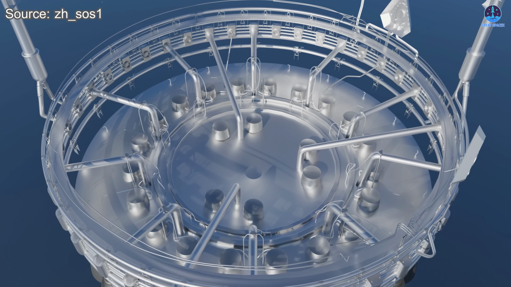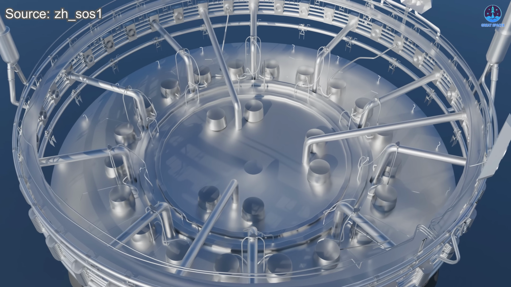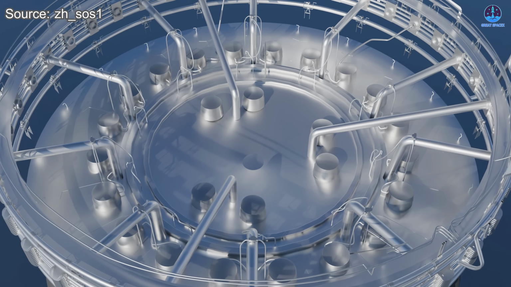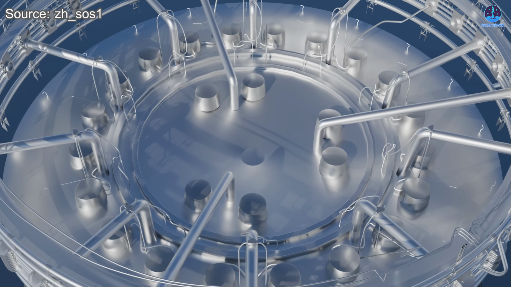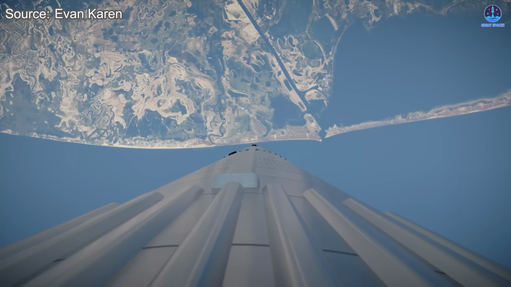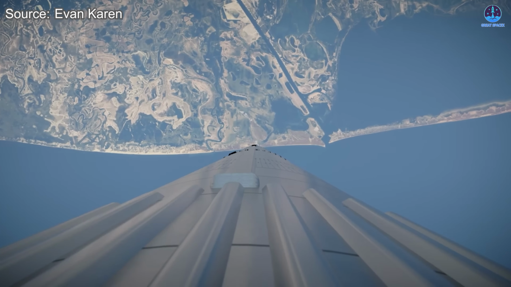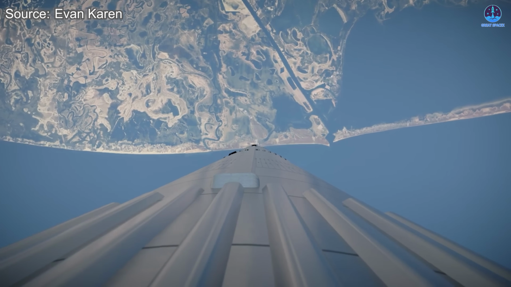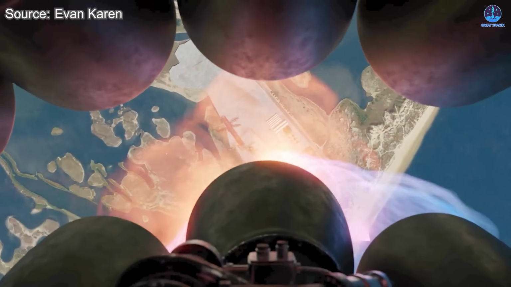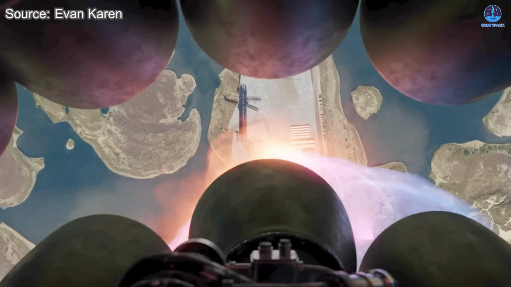Unlike previous versions, which used a single manifold to feed multiple engines, this design uses separate pipes for each engine. This significantly improves reliability. If one pipe were to fail, the remaining engines could continue operating, rather than all engines being affected simultaneously by a manifold failure.